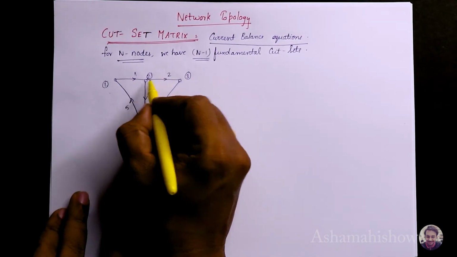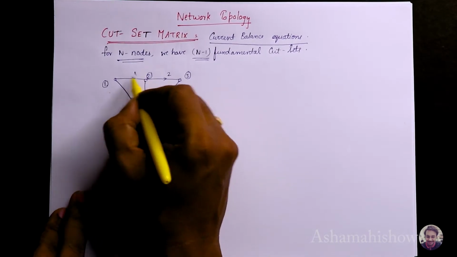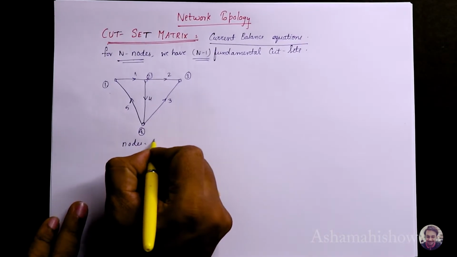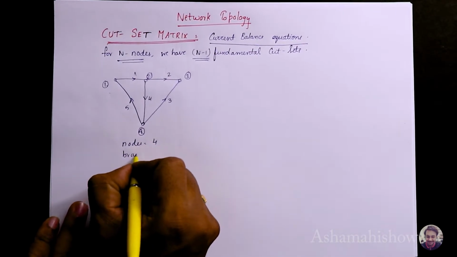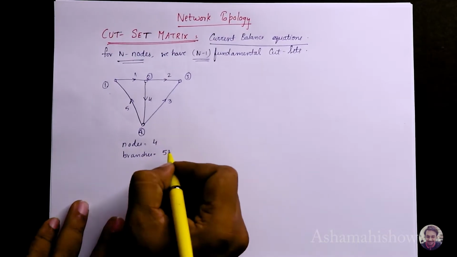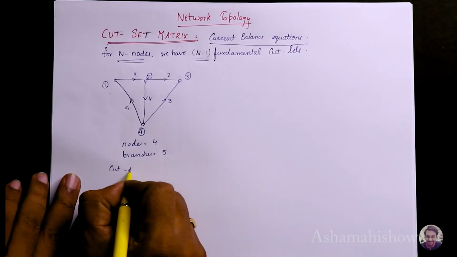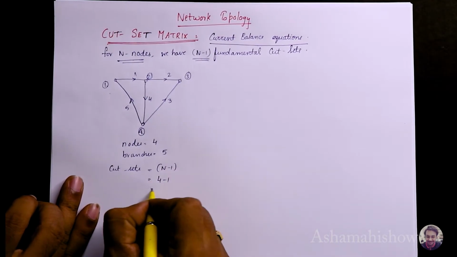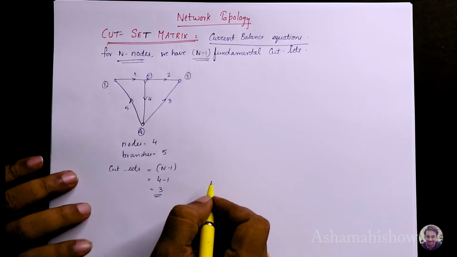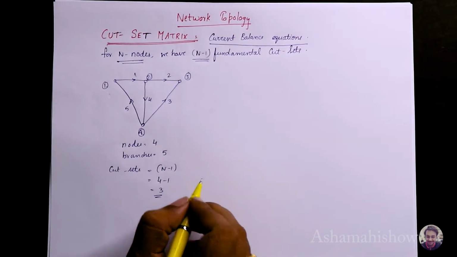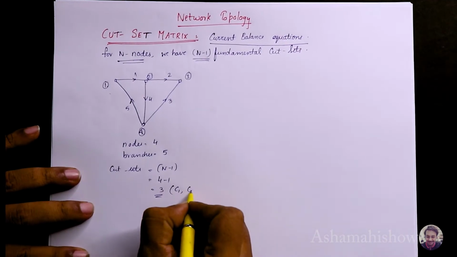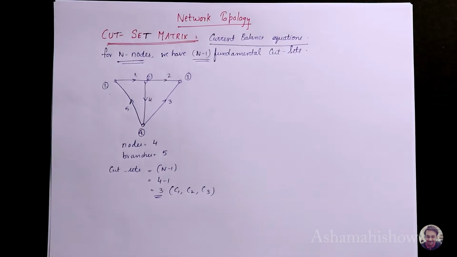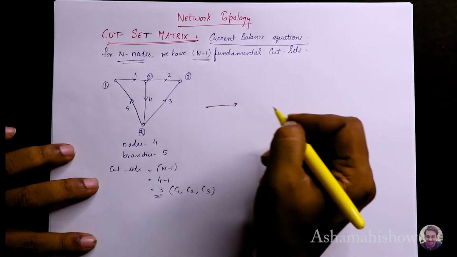The circled ones are called nodes, and these are all the branches here. So how many nodes do we have here? We have 4 nodes, and we have 5 branches. And how many cut sets will you have here? Your cut sets are n minus 1, so 4 minus 1, you have 3 cut sets. 3 cut sets are given as C1, C2 and C3. I'll tell you how you need to cut the tree, on paper of course.